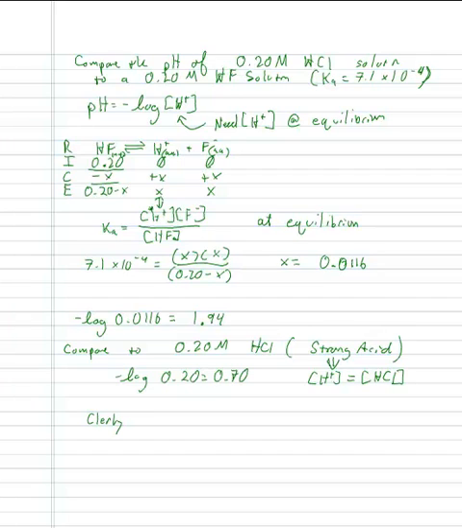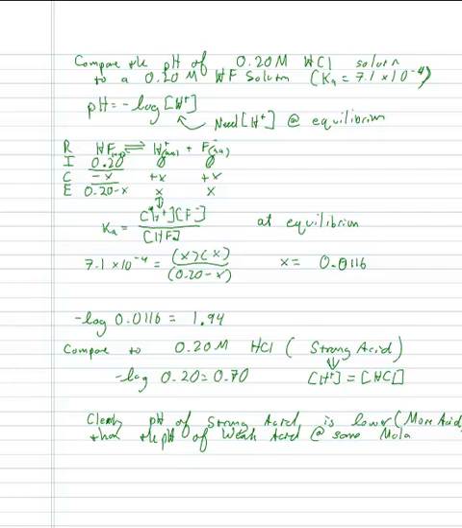0.70. So clearly, the pH of the strong acid is lower, meaning lower pH is more acidic, than the pH of a weak acid at the same molarity. And temperature and other different things affect that. So that's it for the weak acid 1 notes. We'll start talking a little bit more about it later.